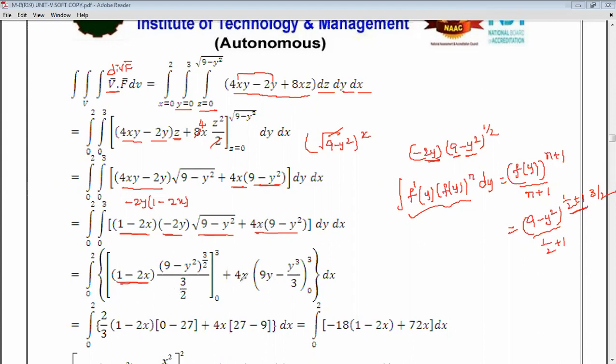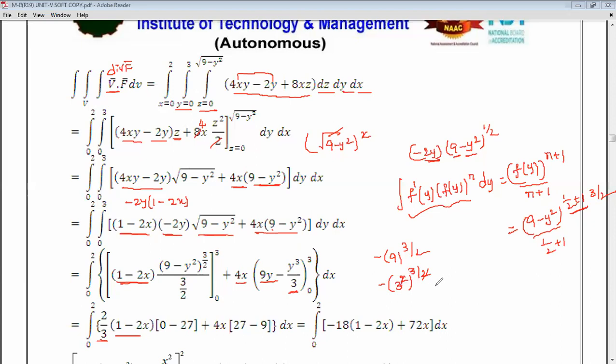Next, 4x as it is, and with respect to y we apply integration: 9 dy is 9y, and y square integration is y cube by 3. Now we need to substitute the limits, y as 3. So 1 minus 2x as it is, and 3 by 2 comes to the numerator, so 2 by 3 into 1 minus 2x. If you substitute 3, it becomes 0, and remaining, if you substitute the lower limit, is minus 9 power 3 by 2. So 9 is nothing but 3 square, whole power 3 by 2.